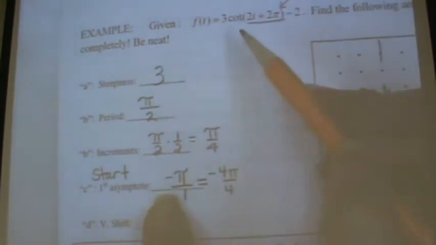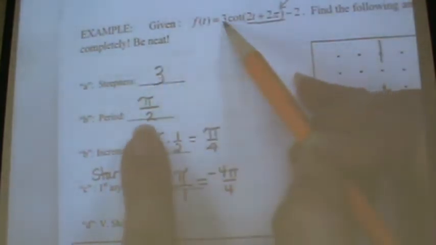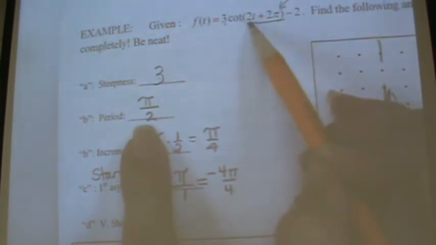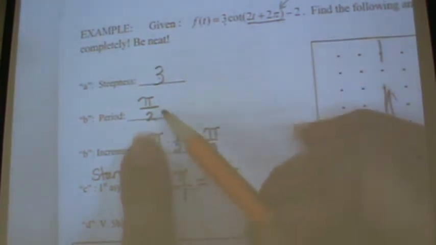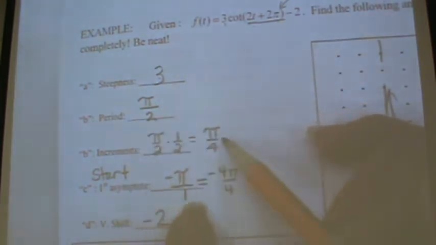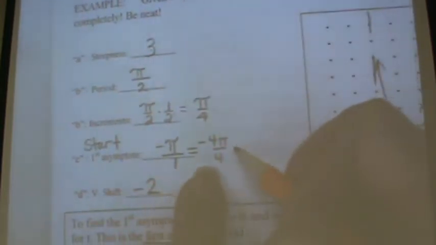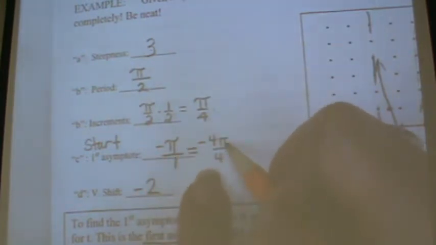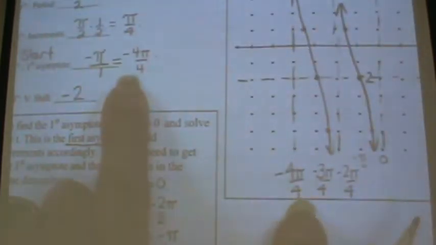That's your first asymptote. But when you do your steepness, which is 3, and your period is pi over 2, because b is 2, cut this into 2 parts, you get pi over 4. Now, what you're going to do is get negative pi, that's your start position, get this in fourths. So negative 4 pi over 4 is where you start. You're going to start here at negative 4 pi over 4.